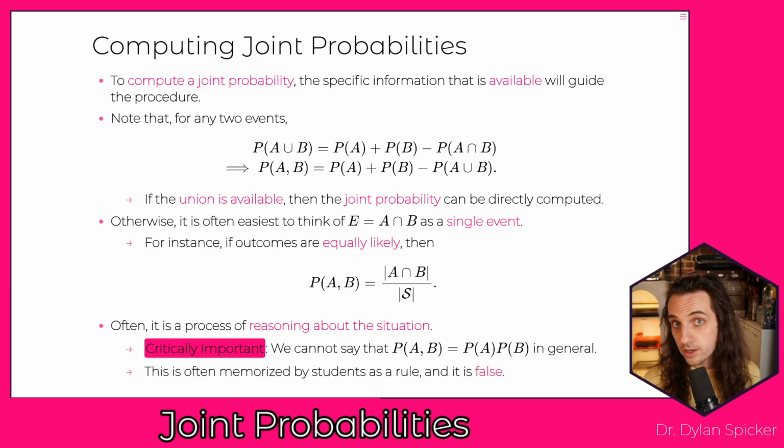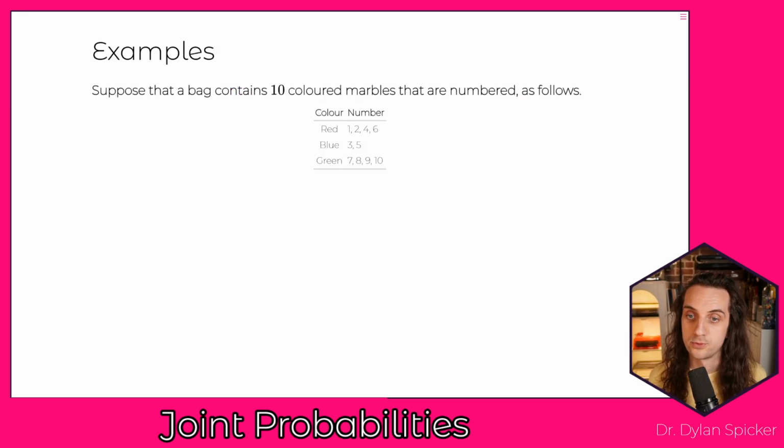This is often memorized as a rule by students. This is presented falsely in certain places, and it's really important for us to know that this is not the rule. If you want joint probabilities, you cannot simply multiply them together. That is not going to work. And we'll see some examples of that as we move on.